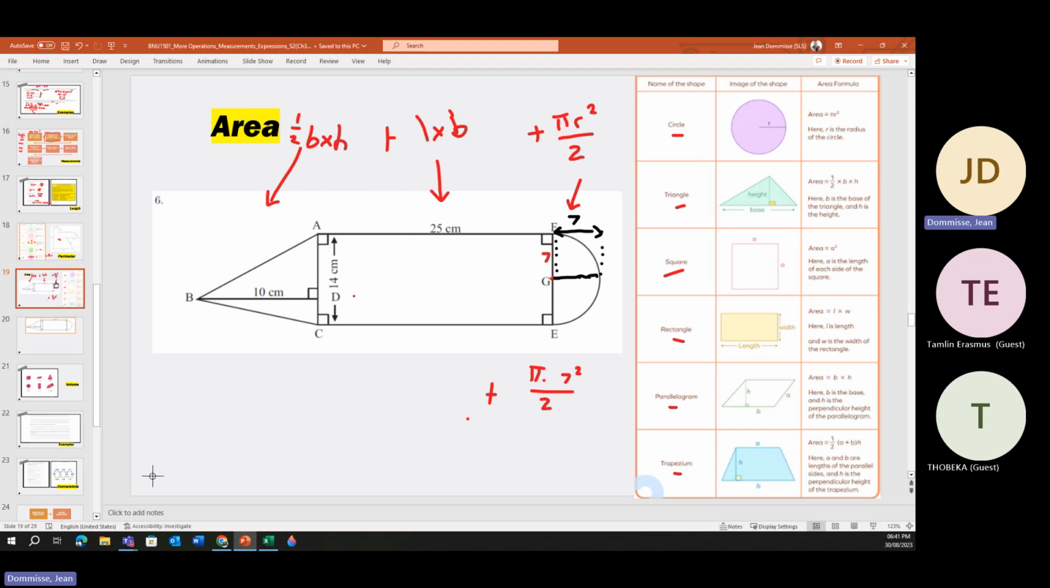Length times breadth, that is straightforward. That is 14 times 25. So that will get us this area. And then a half base. So a half base is half times 14 times the height, which is 10.